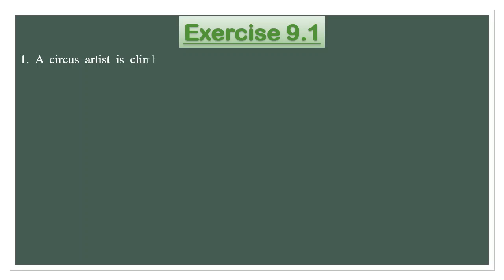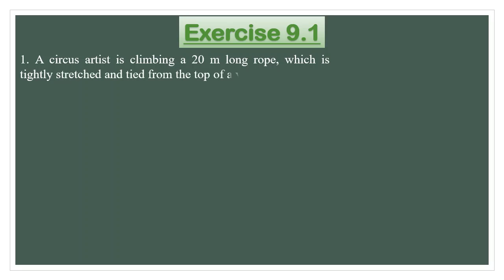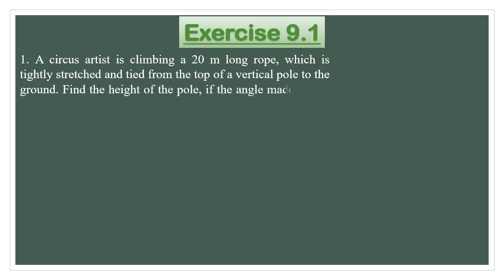and the first question says: a circus artist is climbing a 20-meter long rope which is tightly stretched and tied from the top of a vertical pole to the ground. We need to find out the height of the pole if the angle made by the rope with the ground level is 30 degree. Now to solve any question of this application of trigonometry, you need to follow certain steps.